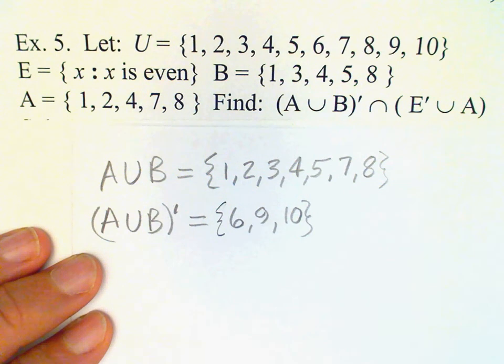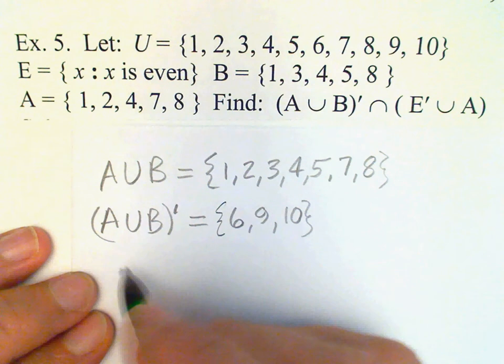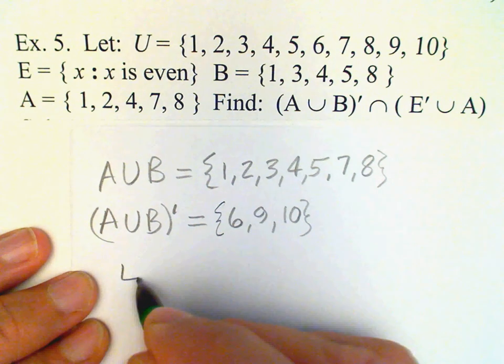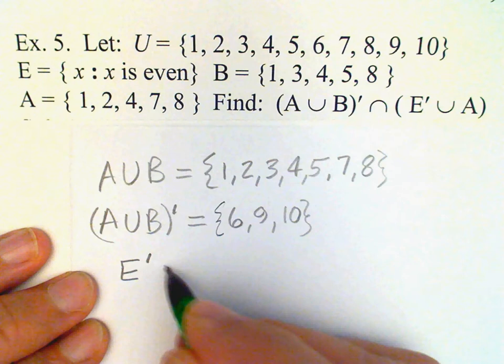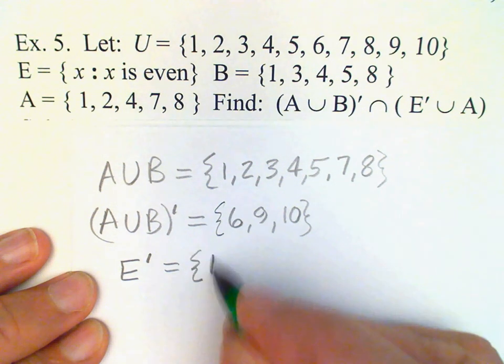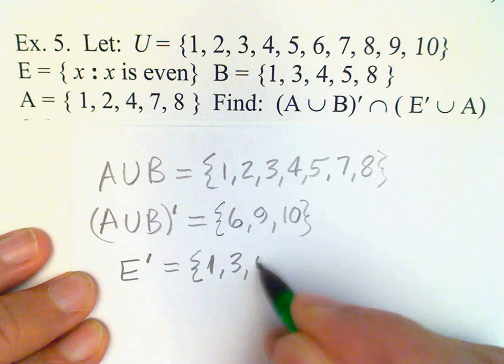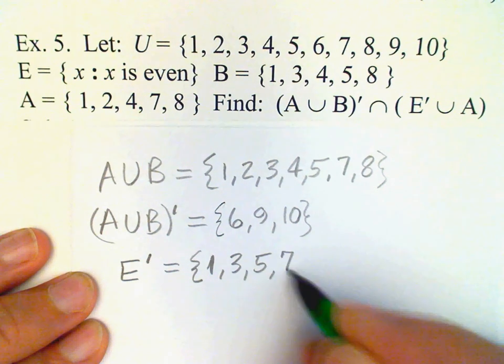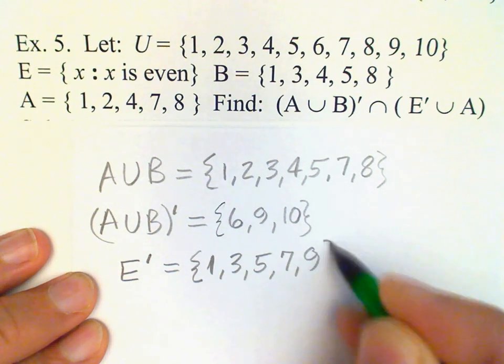Okay, now I need the complement of E. Well, if E consists of even numbers, then the complement of E will be what? Odd numbers, right? So it would be 1, 3, 5, 7, and 9.